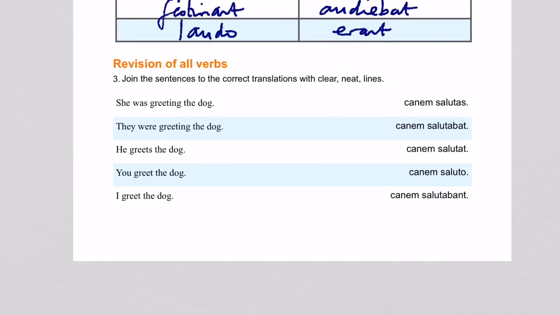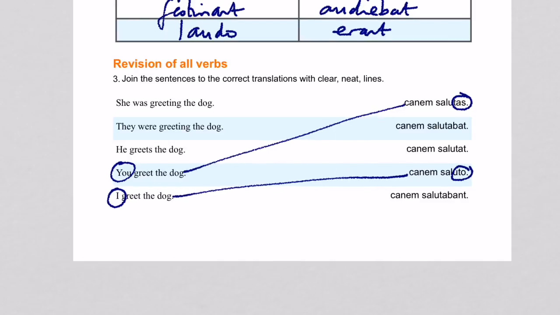Right, last section. Now, what have we got here? Well, we know that I is O or M on the end, don't we? And there's an O there. So let's go for that. We can knock off the easy ones early. We know that you has got an S on the end, so let's knock off that one. And we know there's just one over here with, on the right hand side, we've got T, T and NT left. We know that NT is they. And also we've got the BA there as well, so it's the imperfect tense, so it's were greeting. Let's do that one. So we've got two left.